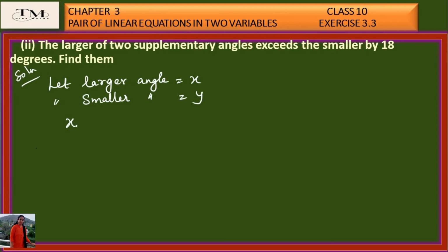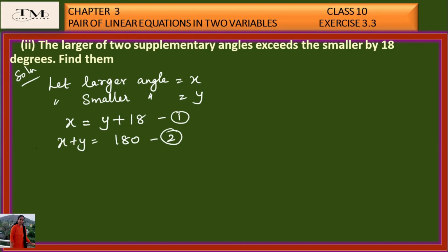So what they gave, the larger of two angles. So the larger angle is x. Exceeds the smaller, which is y. Exceeds means more. So when you compare x to y, x is more. So how much more? It is more by 18. So it is nothing but x is equal to y plus 18. So what about the angles? The angles are supplementary. So supplementary means if you add both the angles, you will get the answer as 180 degrees. So these are the two equations.